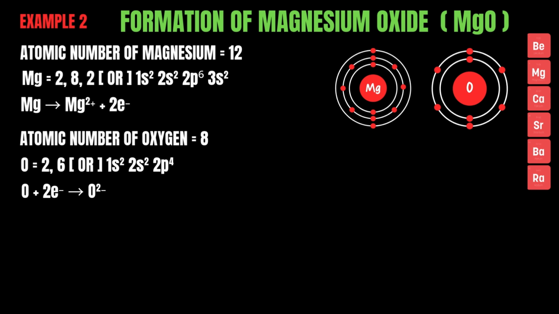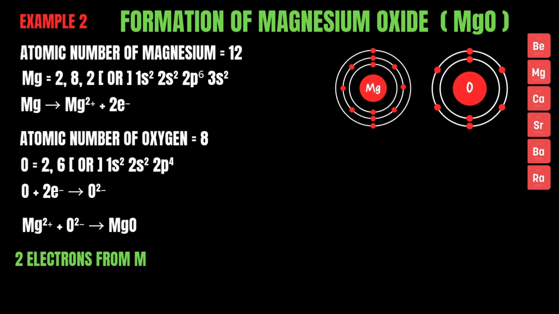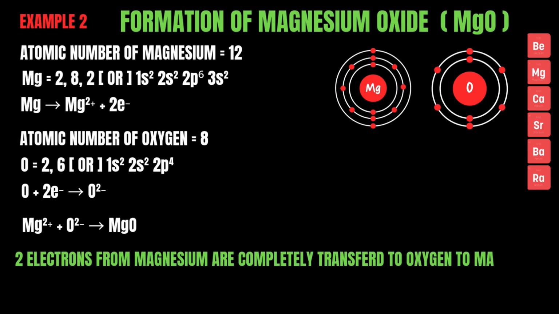Now see what happens. Magnesium has +2 charge and oxygen has -2 charge. These are opposite charges. Opposite charges attract each other strongly. So magnesium ion will attract oxide ion. These two ions come together due to electrostatic force of attraction, and a bond forms between them. This bond is called ionic bond, because this bond formed after complete transfer of 2 electrons from magnesium to oxygen. Both atoms achieved stable octet configuration through this electron transfer. Therefore, the bond in magnesium oxide is ionic bond.